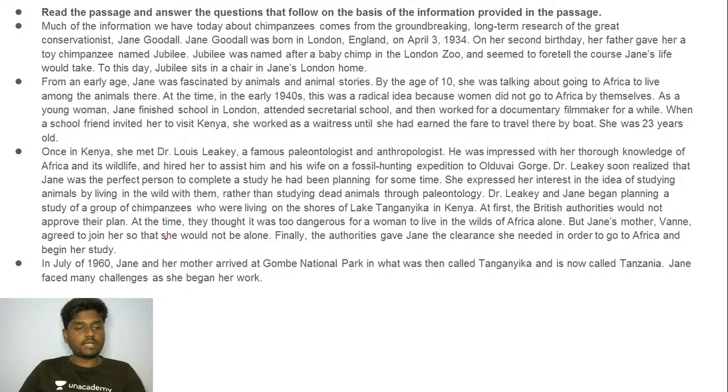In July 1960, Jane and her mother arrived at Gombe National Park in what was called Tanganyika, and now it is called Tanzania. Jane faced many challenges as she began her work.